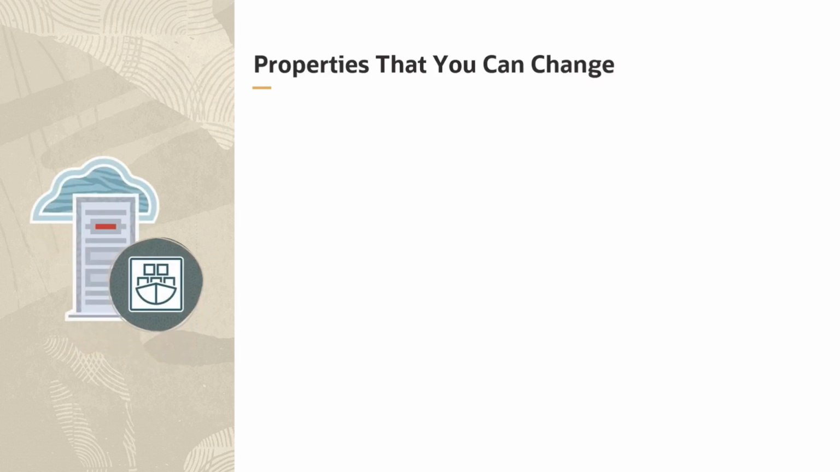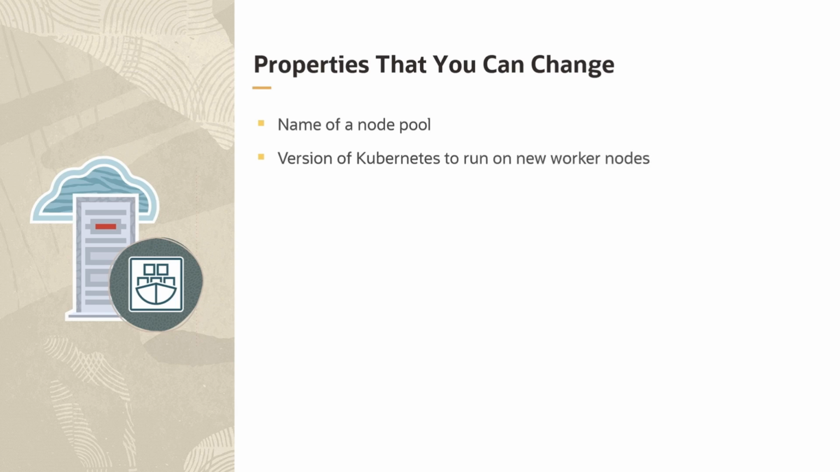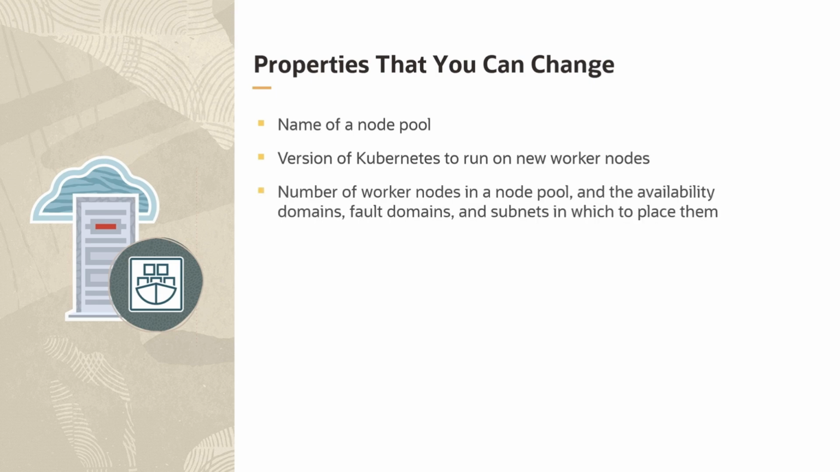Let's dive in. As we explore the realm of node pool and worker node properties, let's understand the aspects you can modify to tailor your environment. You can customize the name of a node pool for clear identification. You can specify the version to run on new worker nodes. You can also adjust the count and define placement in availability domains, fault domains, and subnets. You get to choose the image for new worker nodes and define the shape for new worker nodes.